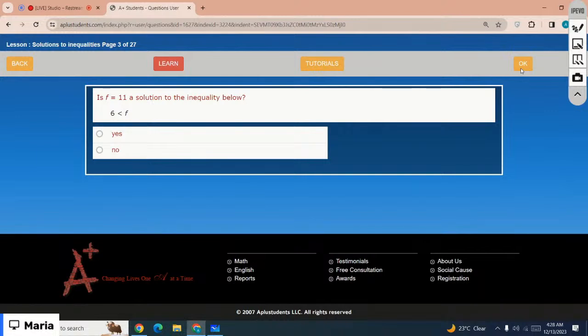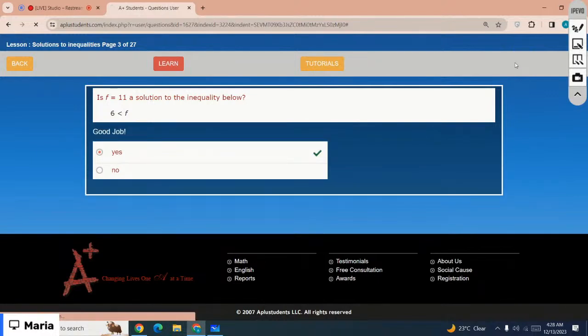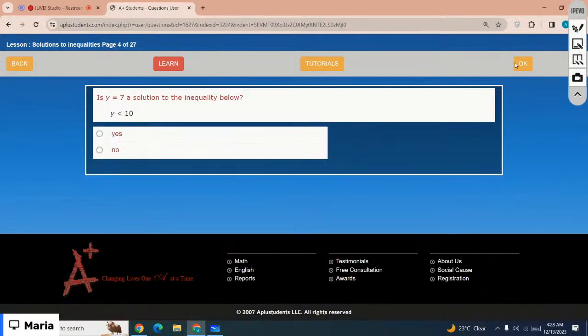6 is less than 11. Yes, it is. The correct option is yes. Okay. Is y equals 7 a solution of the inequality below, which is the correct option? The correct option is yes. 7 is less than 10. The correct option is yes.